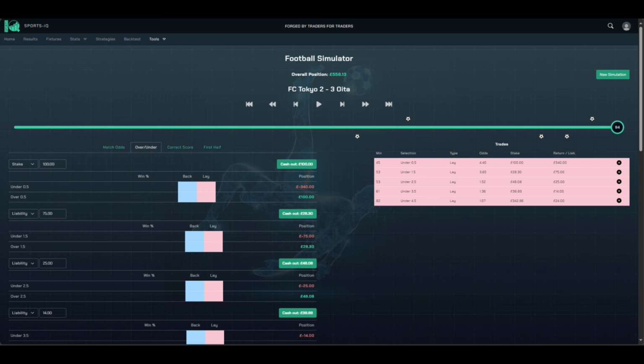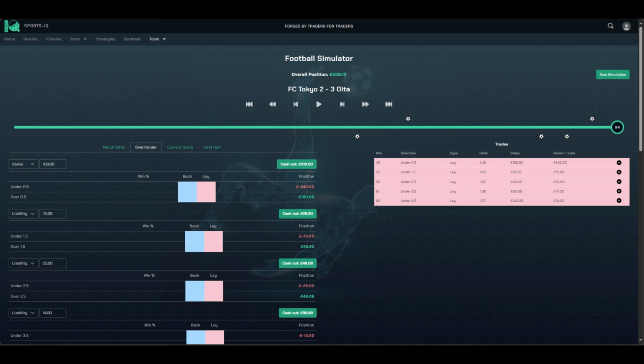Then it gets even better. After the 80th minute, we don't place any further trades. A single lay win after this point locks in the profit. This is not just a strategy, it's a structured, disciplined approach that minimises risk while maximising potential gains.